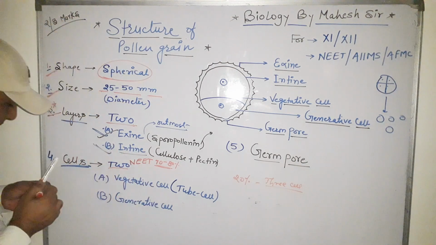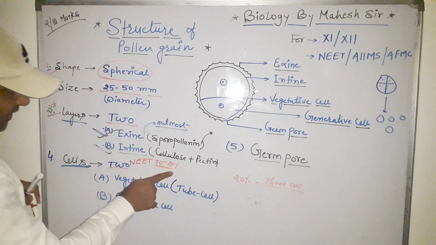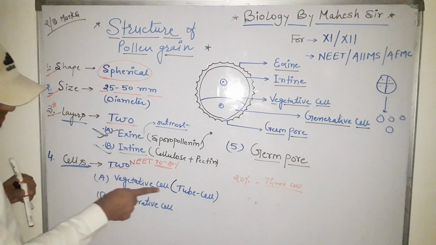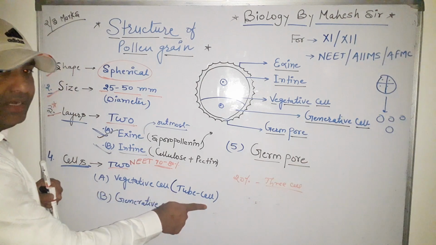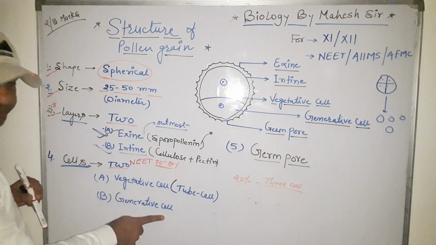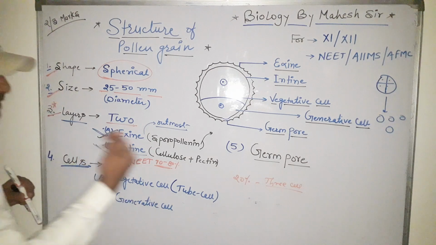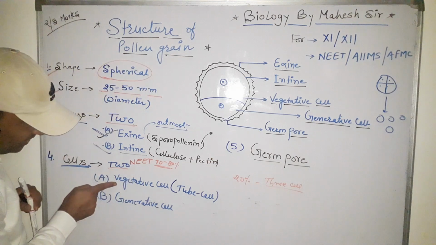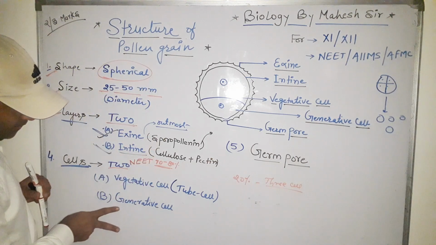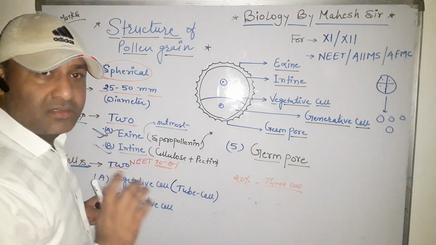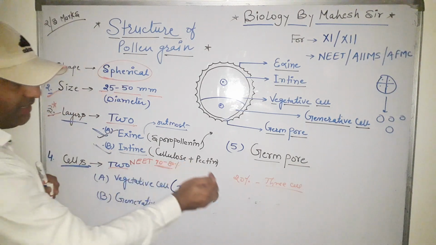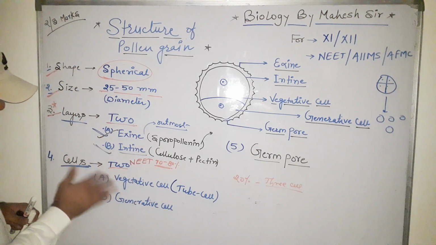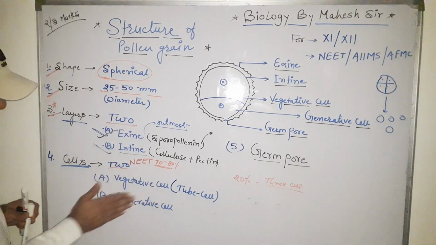Clear? So again, repeat: 70 to 80% of angiosperm plants contain 2 cells. One is a vegetative cell, also called the tube cell. Second is the generative cell. But the remaining 20 to 30% of angiosperm plants contain the 3 cell stage, in which the vegetative cell is the first cell and the remaining 2 cells are male gametes. So a total of 3 cells are present in the remaining 20 to 30% of angiosperms. This is very useful for NEET. Again, a total of 2 cells: vegetative cell and generative cell.